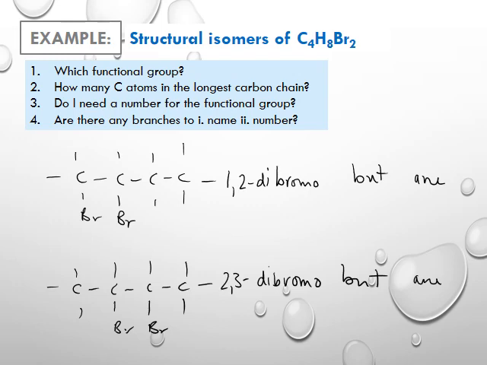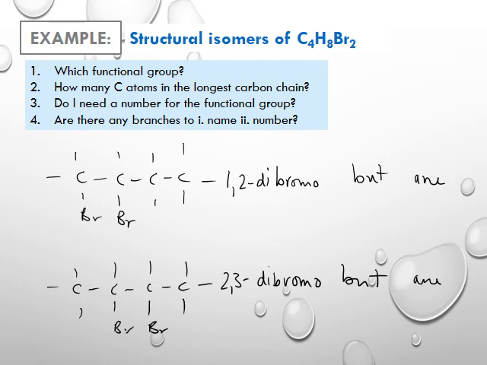But there are some other options. I could have 2 bromines on the first carbon, so I could make 1,1-dibromobutane. I could have 2,2-dibromobutane. I could have 1,3-dibromobutane. I could have 1,4-dibromobutane. It probably would be worth you having a little look and seeing whether you could rearrange them.